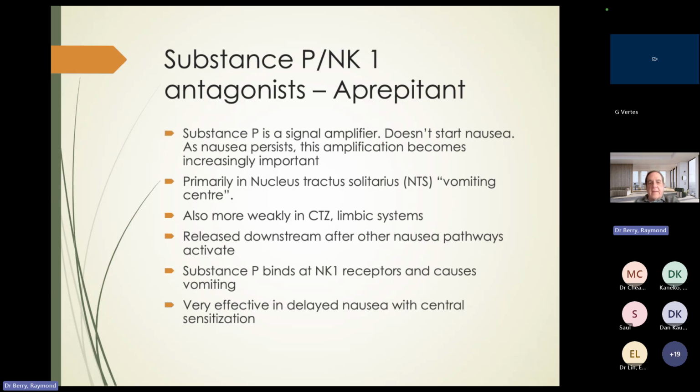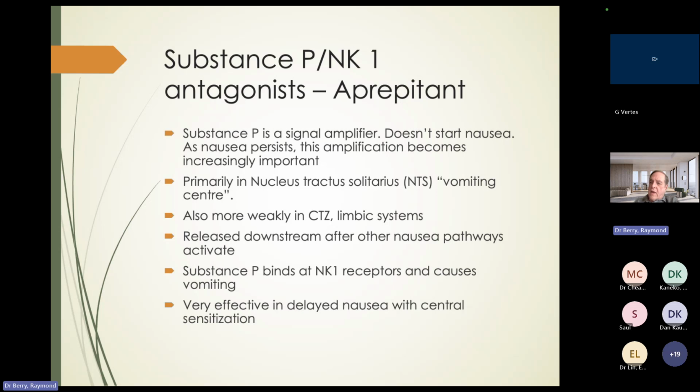It does exist very weakly in the chemoreceptor trigger zone and the limbic systems, but primarily in the NTS. And it's released after the other nausea pathways activate. So substance P binds at the neurokinin receptors, and at the point when it's been activated, it causes vomiting.